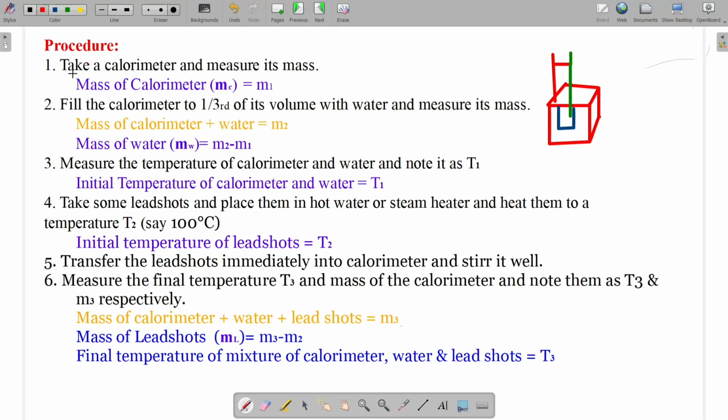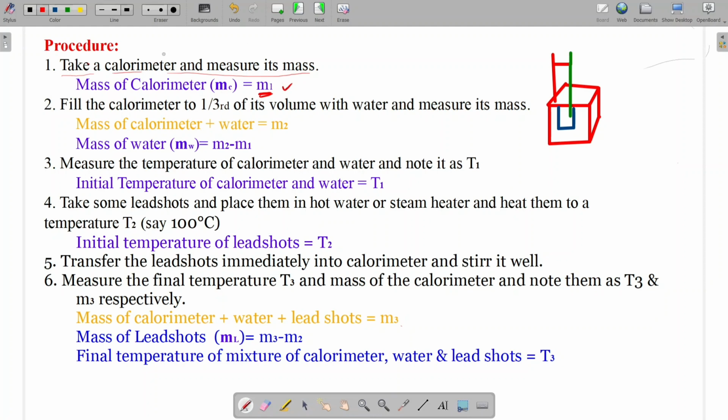Now coming to the procedure, the first point is to take a calorimeter and measure its mass, and note it down as m1. So the mass of the calorimeter is m1. This is the calorimeter. Initially the first step is to find the mass of the calorimeter and note it as m1. If you observe here, some of the readings are in blue color, so they are important for us in the derivation of the formula.